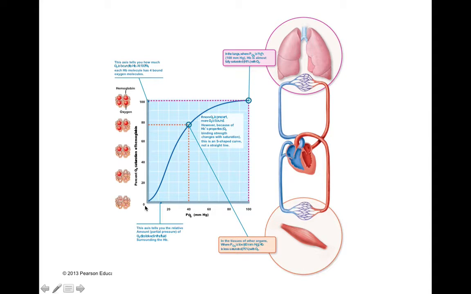This curve isn't always in the same position. You can actually get a right shift or a left shift, and it changes how hemoglobin saturates under different degrees of partial pressure. And it makes sense with respect to tissues that might need more or less oxygen. So let's talk about this, you guys.